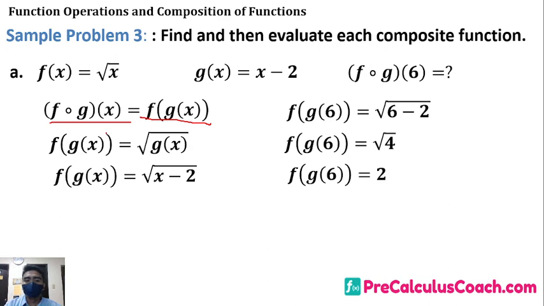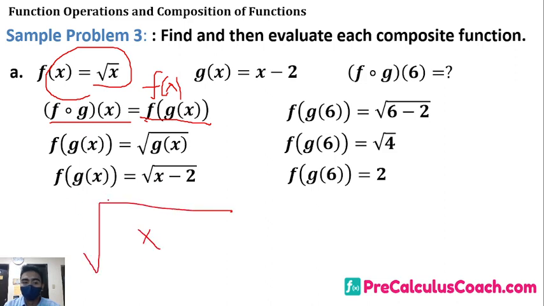So try to find what is your f of x first. What's your f of x? That is simply the square root of x, right? So square root of x. And your x as your domain, x will be replaced by g of x, correct? So instead of x, it will become g of x. And try to ask yourself already, what's the value of g of x? The value of g of x is x minus 2, right?